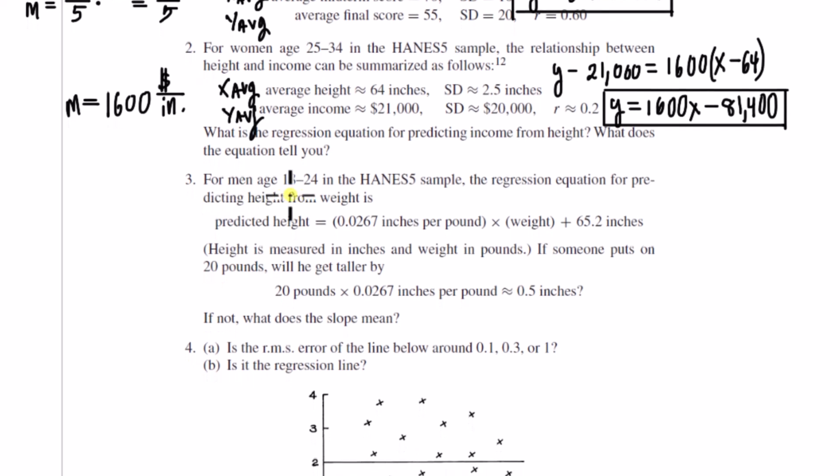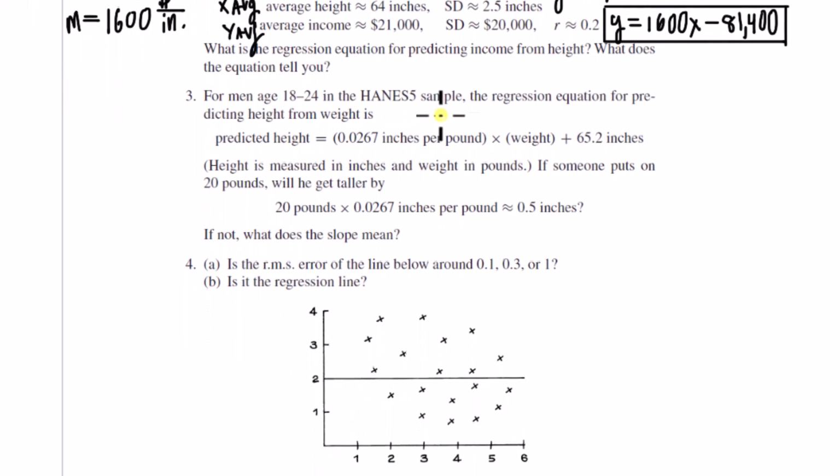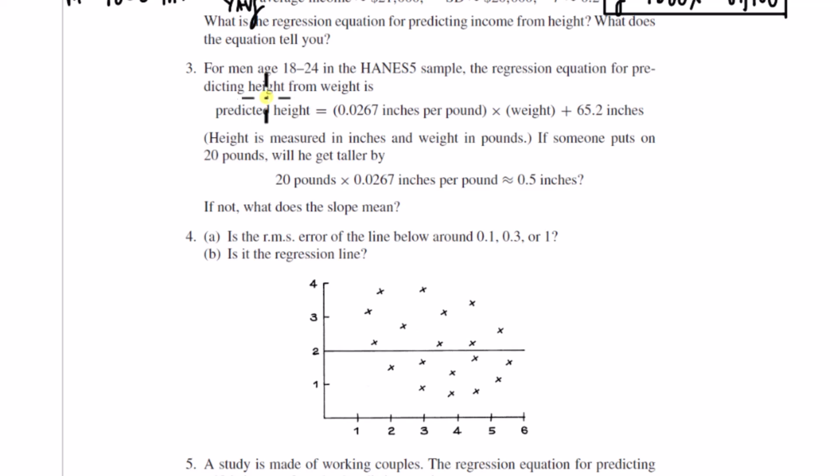Okay, for men age 18 to 24 in the Haynes 5 sample, the regression equation for predicting height from weight is as shown here. Height is measured in inches and weight in pounds. If someone puts on 20 pounds, will he get taller by this amount? If not, what does the slope mean? Okay, the answer to this question is obviously no.